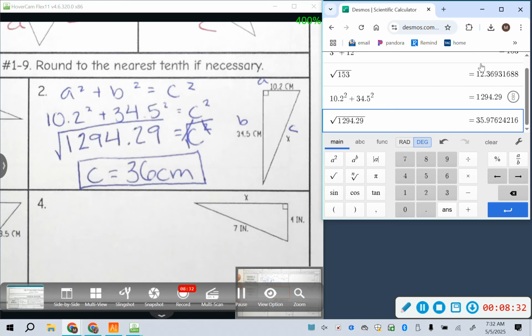Is this hard? No. You use your calculator. You just have to remember when you have something squared to find the answer, you just have to square root it. That's it. Most of this is in your calculator.